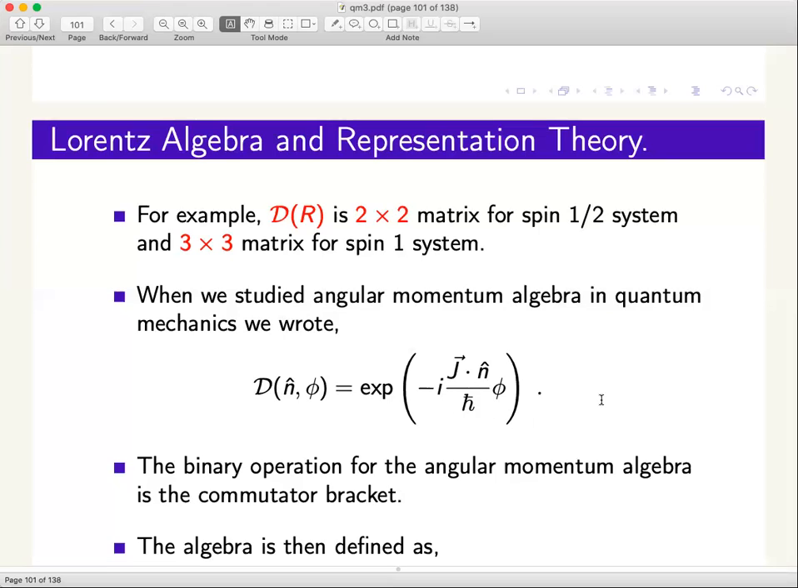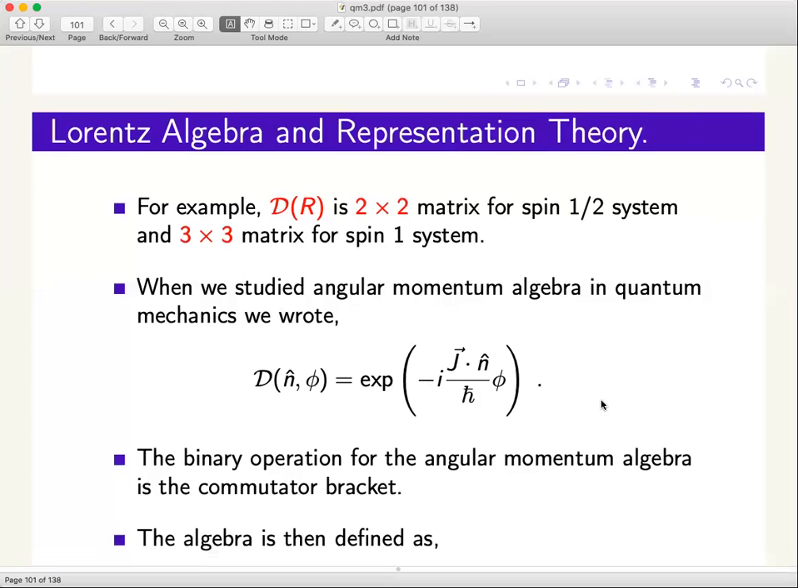Now, what we are really interested in is not to look at this D matrix, but we want to look at the infinitesimal version of the D matrix. In other words, D matrices themselves would form what we would call a group. They have a group transformation property, or they are elements of a particular group. Our interest really is in the algebra. We want to study the algebra and use the algebra to study the representation theory.